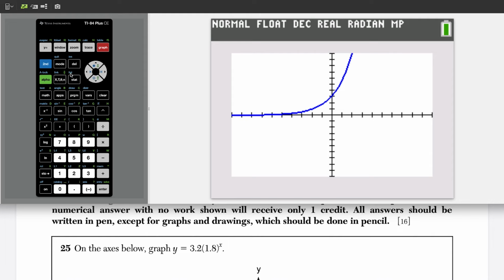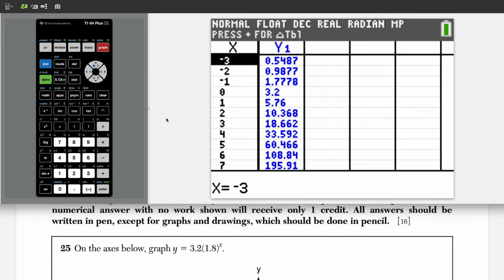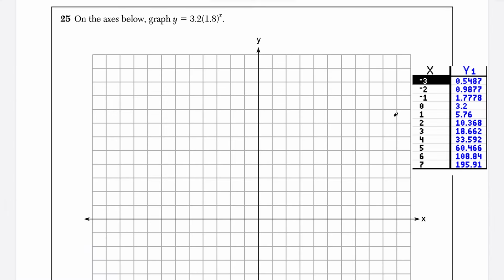And if we want to be extra precise, we press second graph to go to the table. And we're going to copy down some of these values. Now, what was a little annoying about this question is that we get really wacky decimals here. So we're just going to do our best to plot these points in the neighborhood. But I'm only going to be plotting a few points here. So let's say I'll go from -3 up to +1.